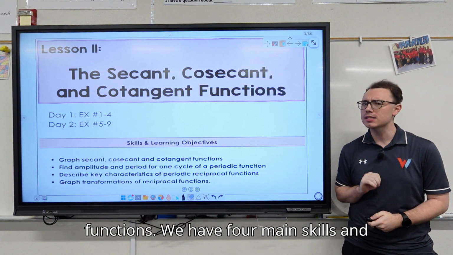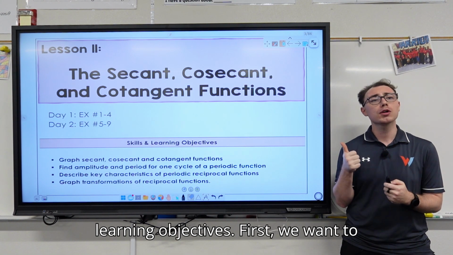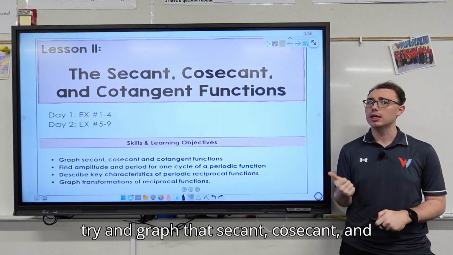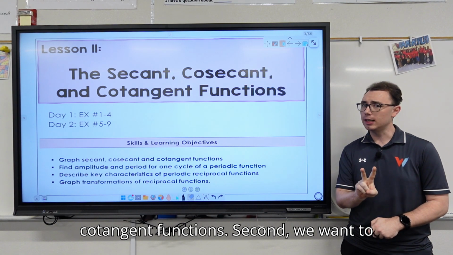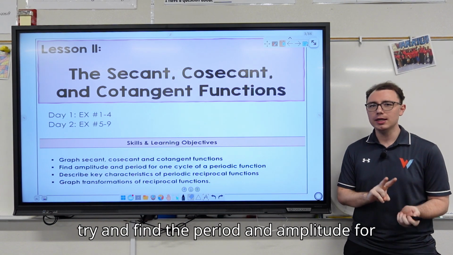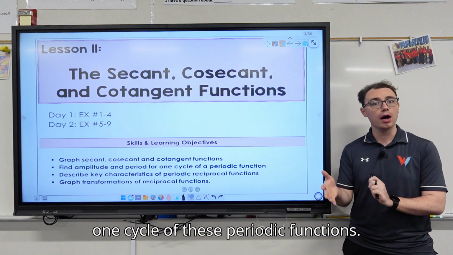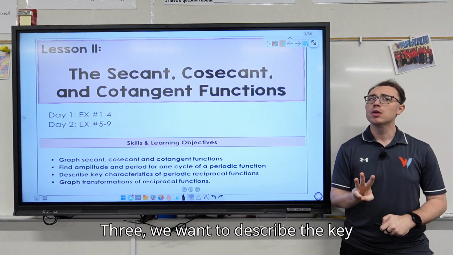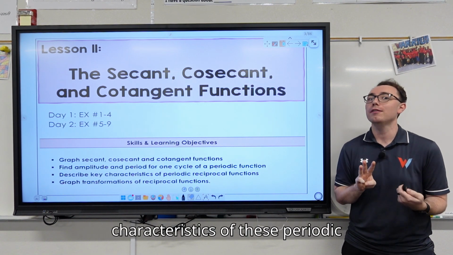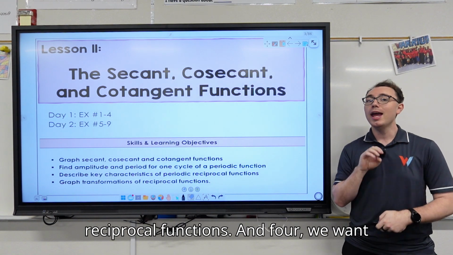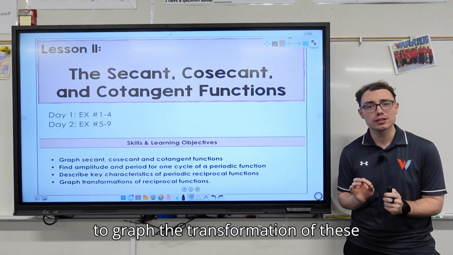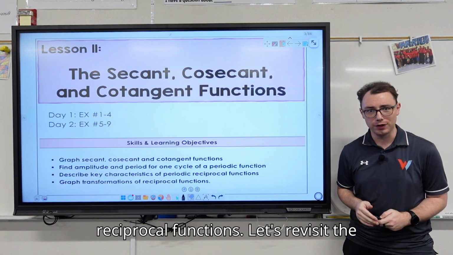We have four main skills and learning objectives. First, we want to try and graph the secant, cosecant, and cotangent functions. Second, we want to try and find the period and amplitude for one cycle of these periodic functions. Three, we want to describe the key characteristics of these periodic reciprocal functions. And four, we want to graph the transformation of these reciprocal functions.